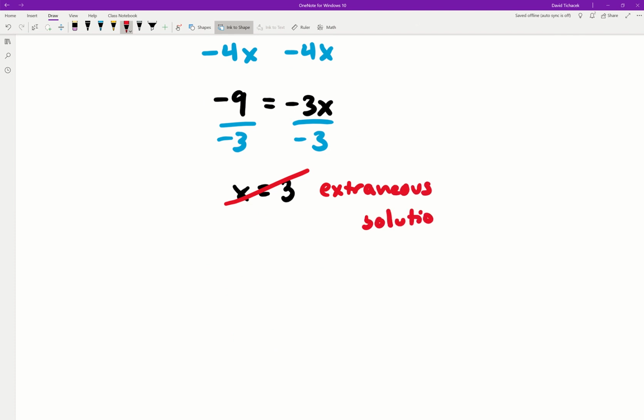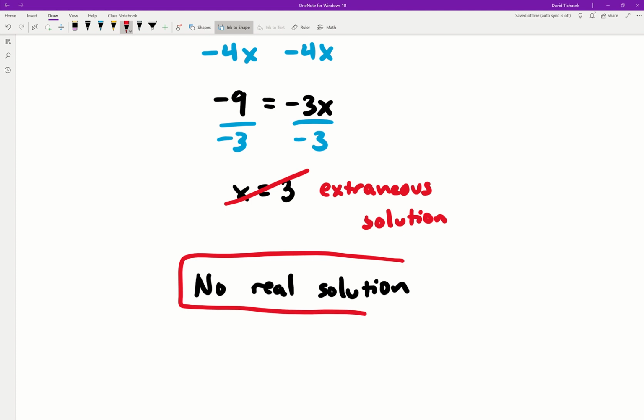But because we did end up with an extraneous solution, we need a new conclusion rather than our conclusion just being x equals 3. We had to throw out x equals 3. So we would conclude here that we have no real solution to this equation, making this equation one of those conditional equations that don't have a solution.